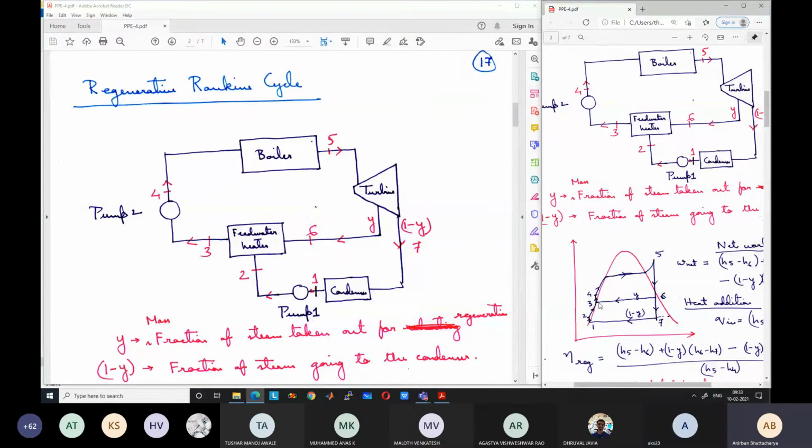Yes, but how do you calculate that value? We cannot take an arbitrary value, right? So how do we calculate the value of Y? Arbitrarily, I cannot say that I will take 10% steam from here or 15% steam. I have to take a certain amount so that this end point 3 from the feed water heater is always at the saturated liquid condition. So how do we determine the value of Y so that point 3 is always at the saturated liquid condition?